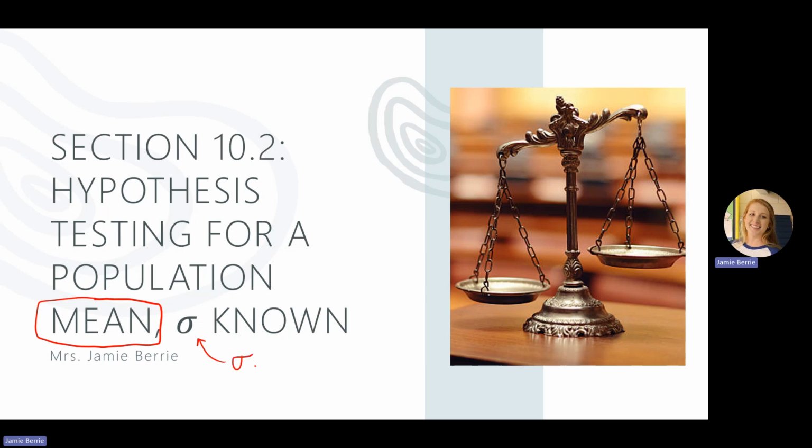That's sigma, the population standard deviation. And we've talked about this scenario before and that it's really an unrealistic scenario. Although there are some situations where the population standard deviation is a value that is known based on previous studies. So while this is somewhat unrealistic, there are scenarios where you would use this type of hypothesis test.